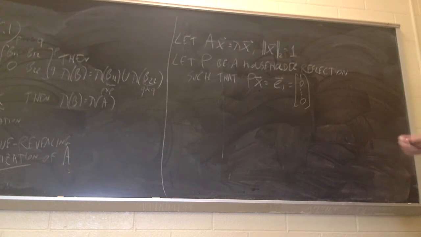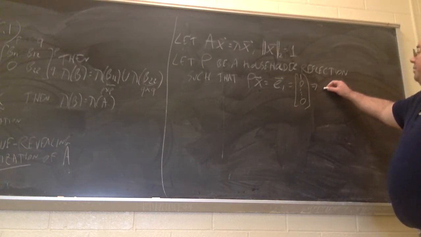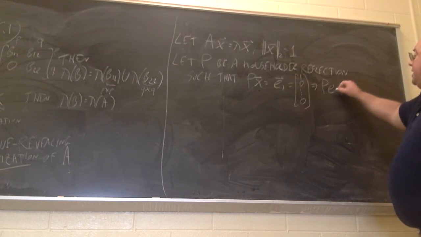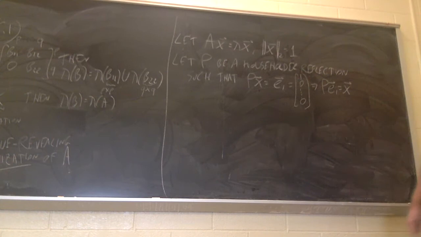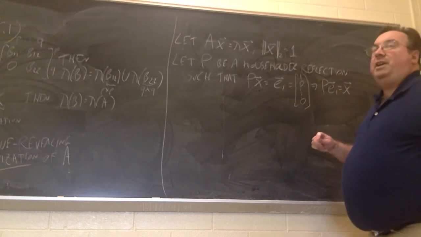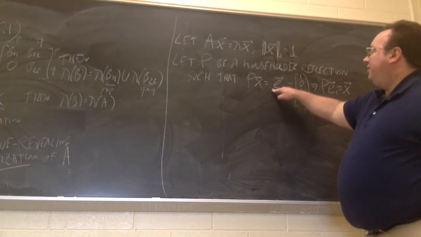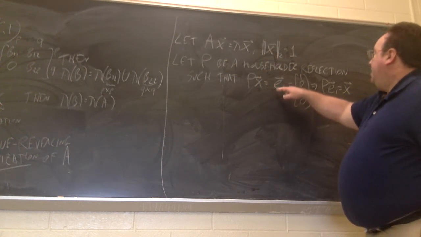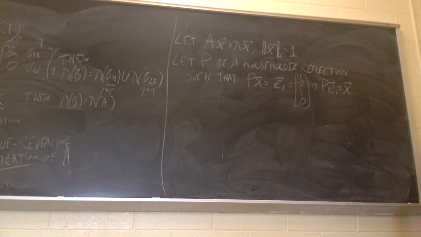Okay. Now, what that means is P E1 is equal to X. Now, P is an orthogonal matrix, therefore it's invertible. I can multiply both sides of this. I get X is equal to P inverse E1. But what's the inverse of a Householder reflection?